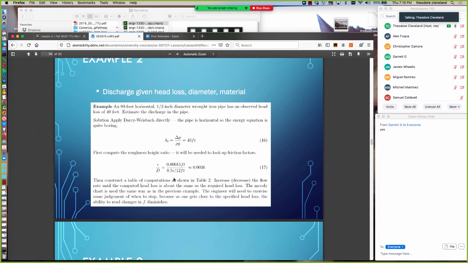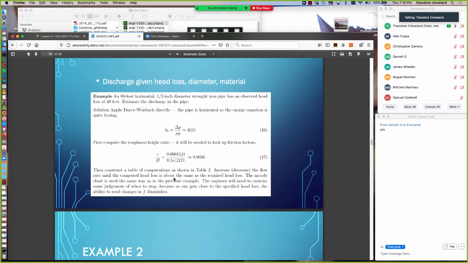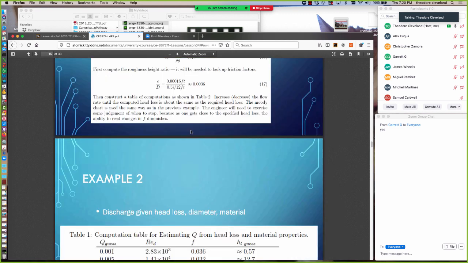And then construct a table of computations. What we'll do is guess values for flow rate, and we'll increase or decrease them until we get a computed head loss about the same as the stated head loss. And at that point, we would declare that we have an answer.